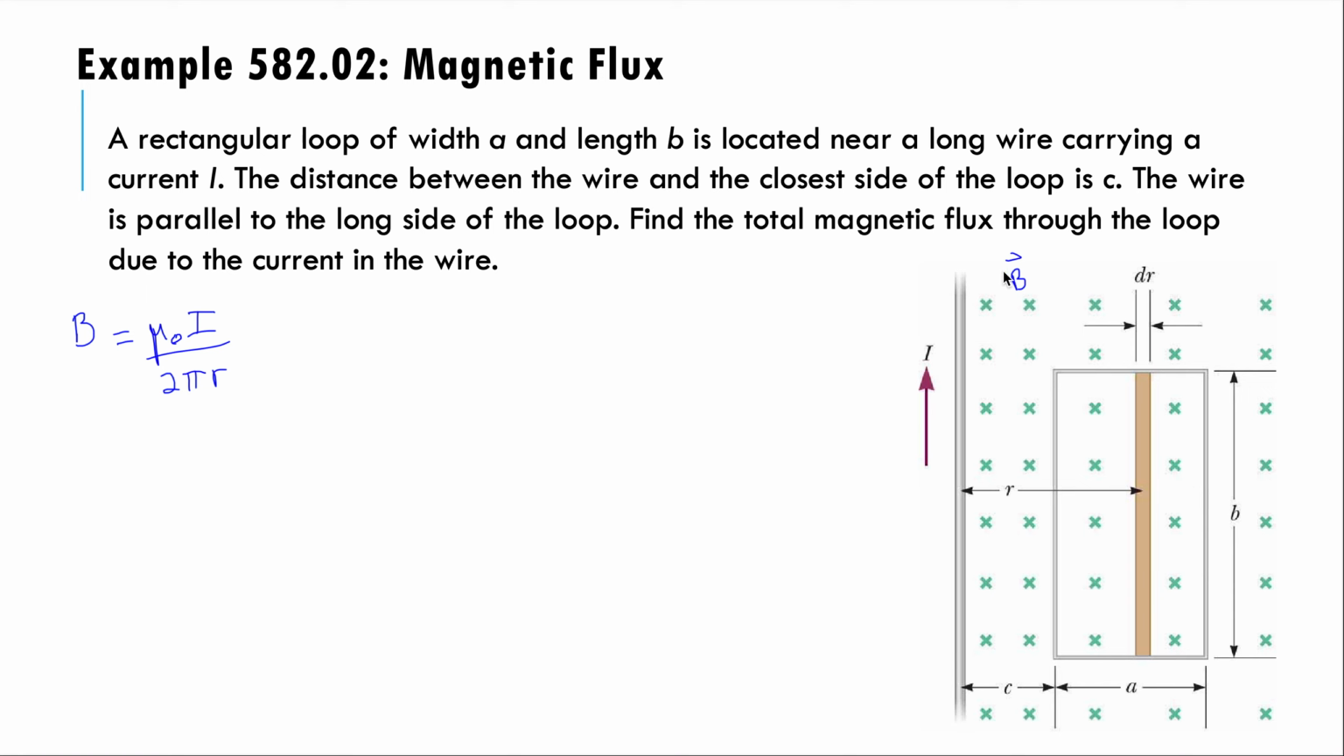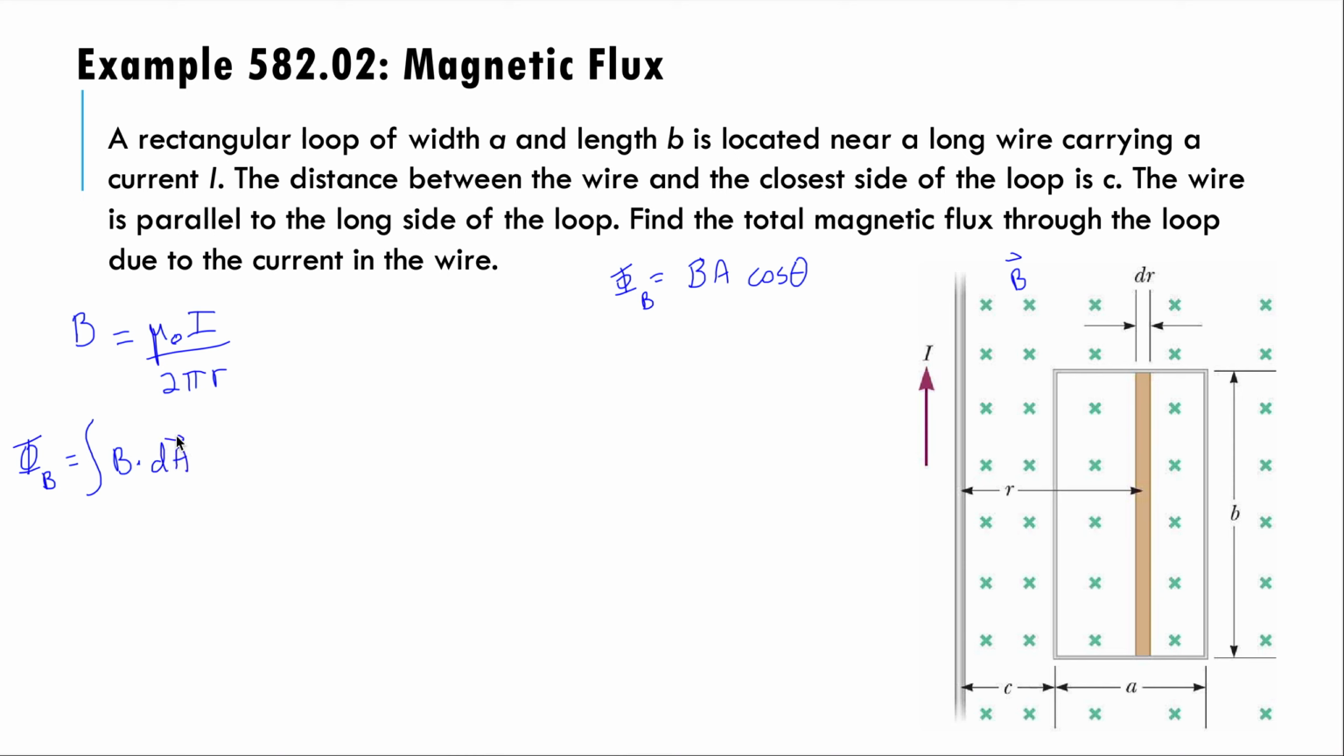When you have a field that is not constant, then we cannot use our simple definition of magnetic flux, which was B A cosine theta, where cosine theta made sure that we had a perpendicular component of the magnetic field going through that loop. So in this case, we need to use the general equation for magnetic flux, which was provided in the lecture notes, and it's the integral of B dot dA.